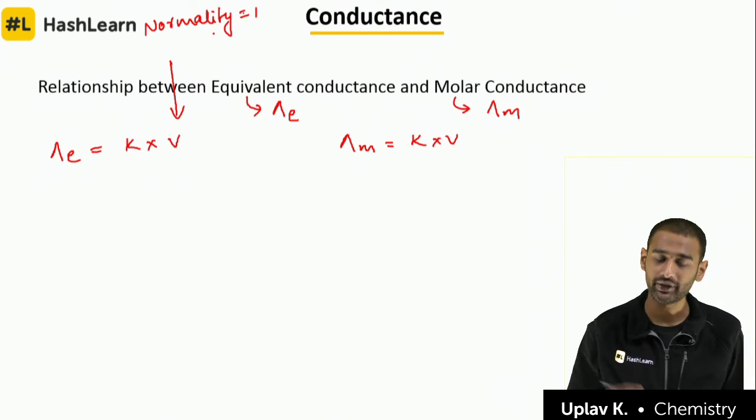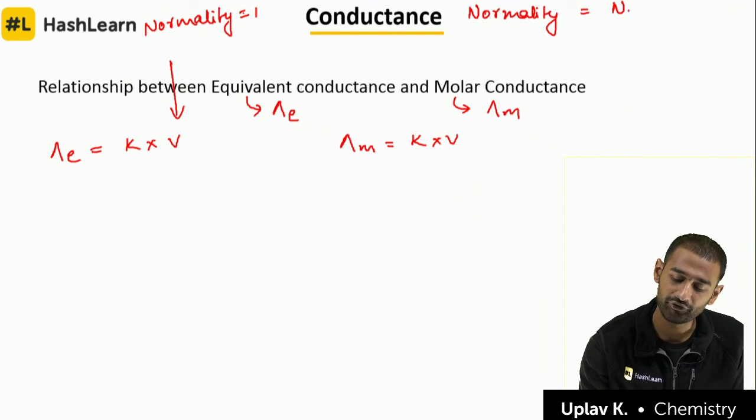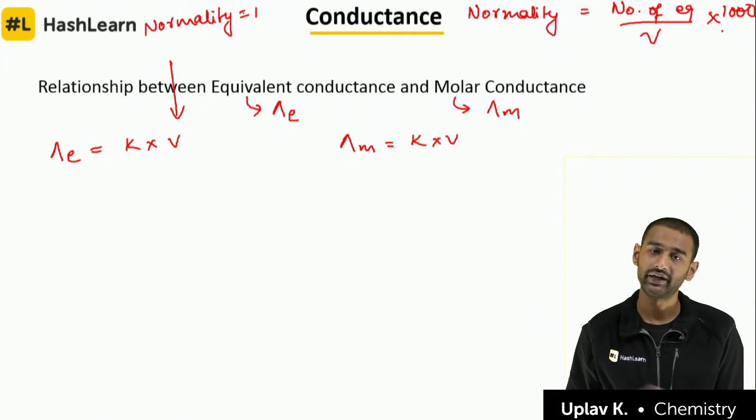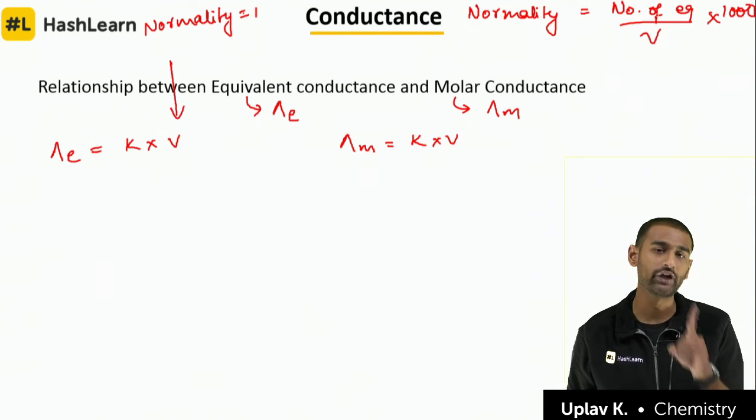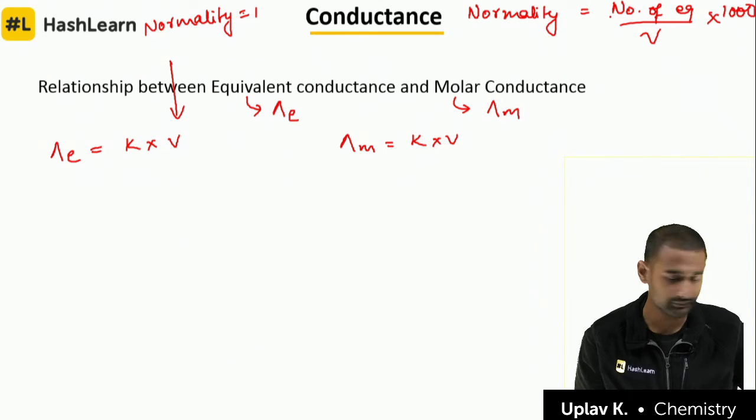Right? Normality of 1. Now what is the formula of normality? Normality is equal to number of equivalents divided by volume into 1000. Now can I say that the number of equivalents we are looking for is 1? We are talking about 1 equivalence. So I can rub this out and write 1.